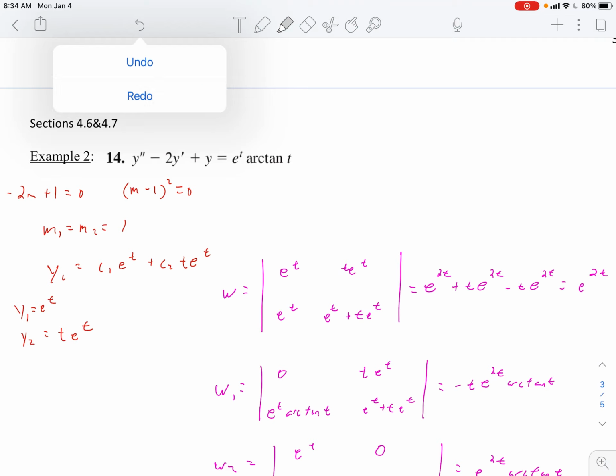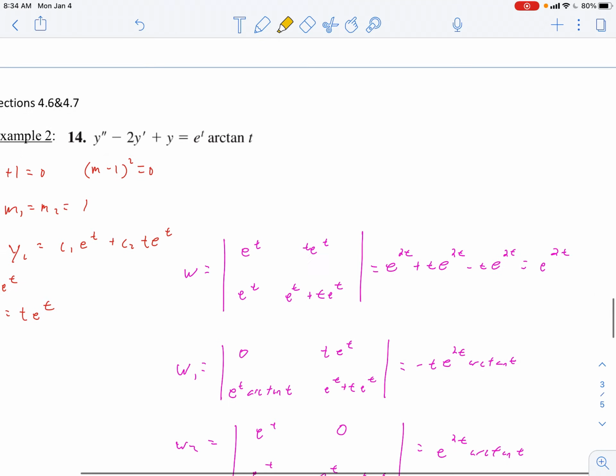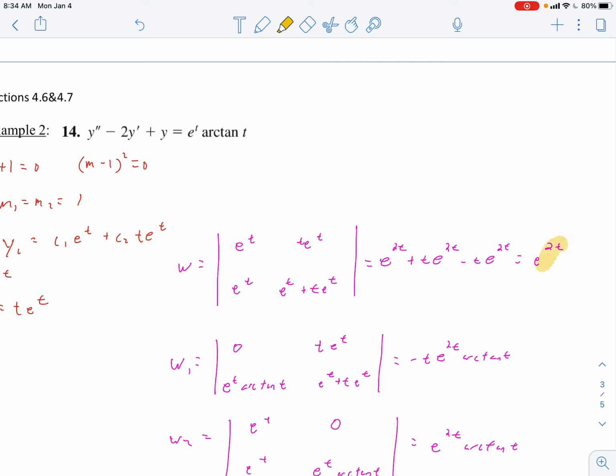Hopefully I didn't undo too much. I think I did a lot. Just wait until I find my next highlight. There we go. Get rid of that highlight. Alright, so we fixed everything. We are finished with e to the 2t. So that's what our Wronskian equals, e to the 2t.